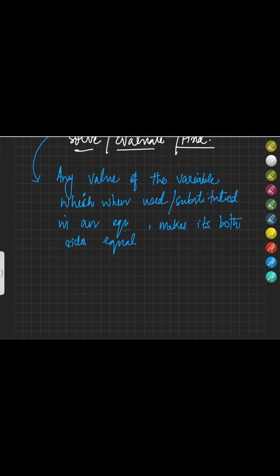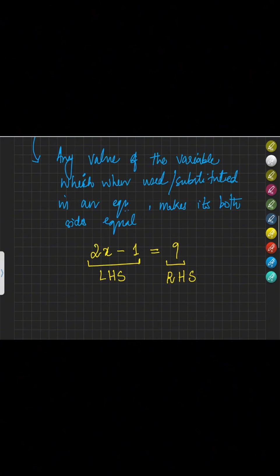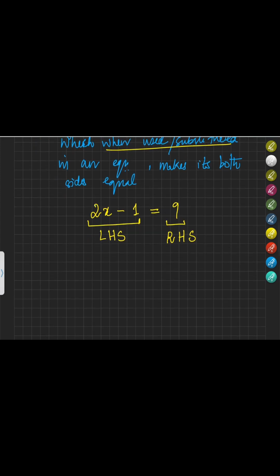Say for example, if I write an equation 2x minus 1 is equal to 9. This side of the equation, because it is on the left hand side, we say it is LHS or left hand side, and this is on the right hand side, so we call it RHS. So according to the definition, any value of the variable which when used or substituted in an equation makes both its sides equal.